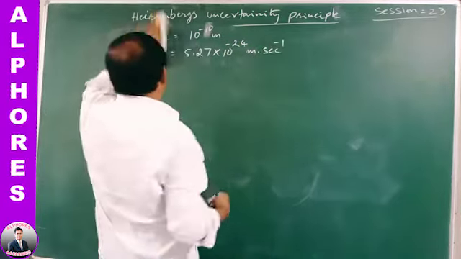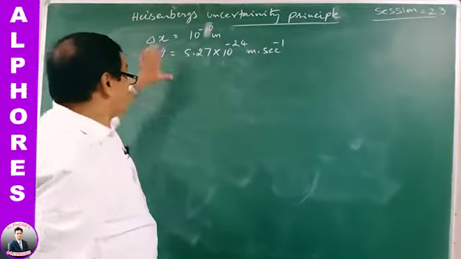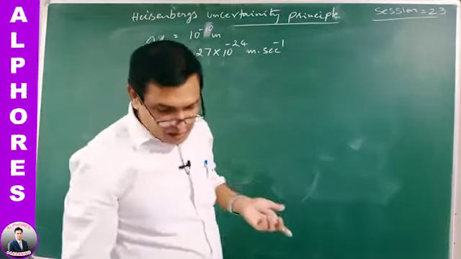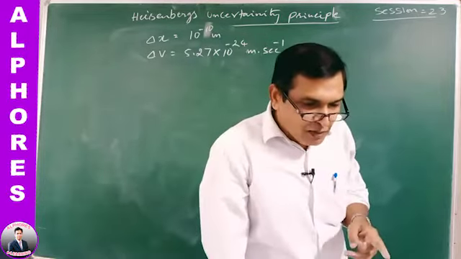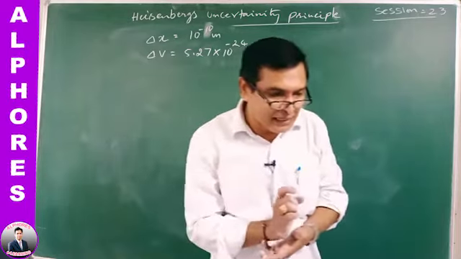So this is the uncertainty in the position and this is the uncertainty in the velocity. Both are given, so the question is going to ask for the mass of the particle, I think. Yes. Calculate the mass of the particle.